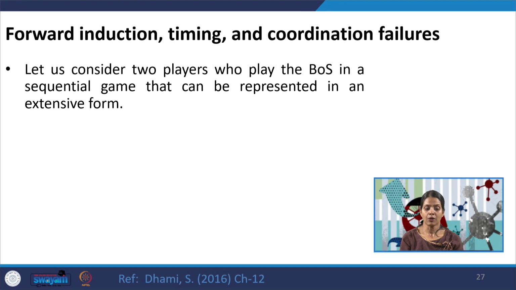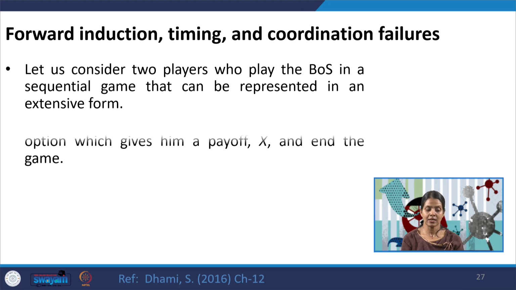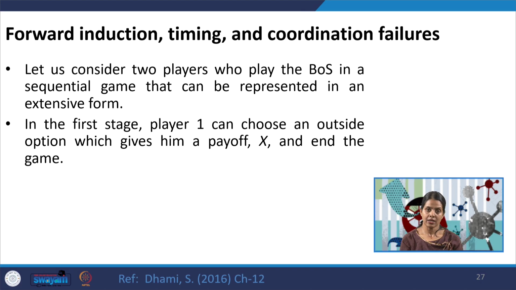Now, we talk about forward induction, timing and coordination failure. Specifically, let us consider two players who play the battle of sexes game in a sequential game that can be represented in an extensive form. In the first stage, player 1 chooses an outside option which gives him a payoff x and ends the game. So, if you remember, we had a sequential game or extensive form game where there is a possibility that player 1 plays one move which ends the game and gives some payoff to the two individuals.